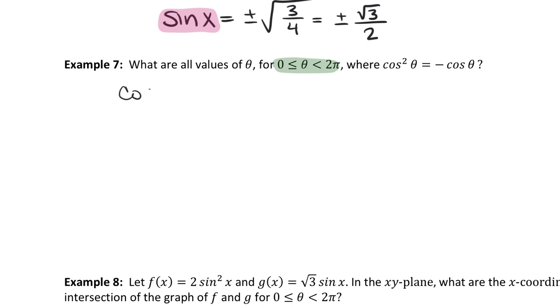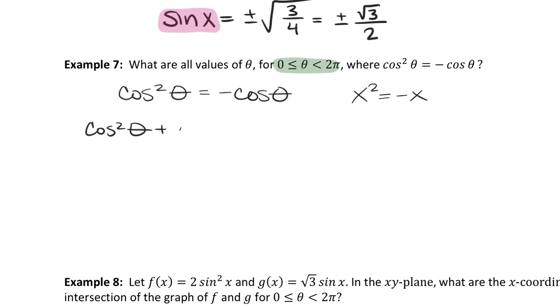We have cosine squared of theta equal to negative cosine of theta. Don't write this down, but just look for a second. If I wrote this without the cosines and just used x's instead, it'd be x squared equal to negative x. And if you were solving this as a quadratic, what do you always set quadratics equal to solve? 0. So I would have added the x to the other side, yes? I'm going to do that same idea, but with the cosine. I'm going to add the cosine to the other side so that this is now set equal to 0.